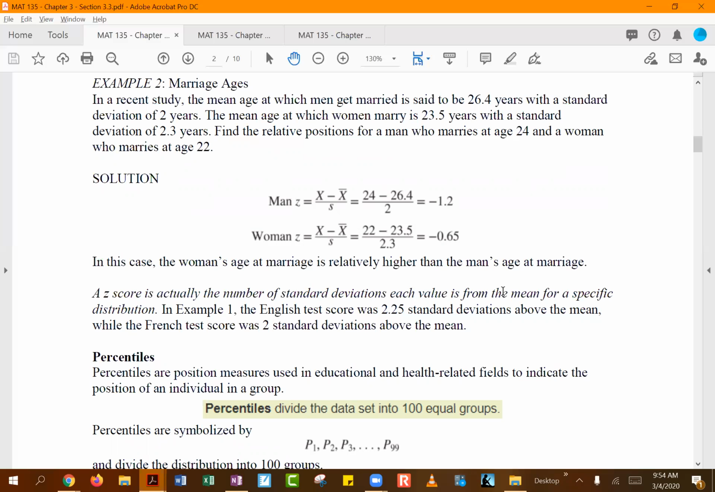So again, keep in mind, the z-score or the standard score is basically giving you how many standard deviations you are away from the mean. Sometimes you'll get nice and clean integer answers, 1, 2, 3, 4, and then sometimes you'll get decimal answers, but that's just telling you how many standard deviations you are away from the mean.